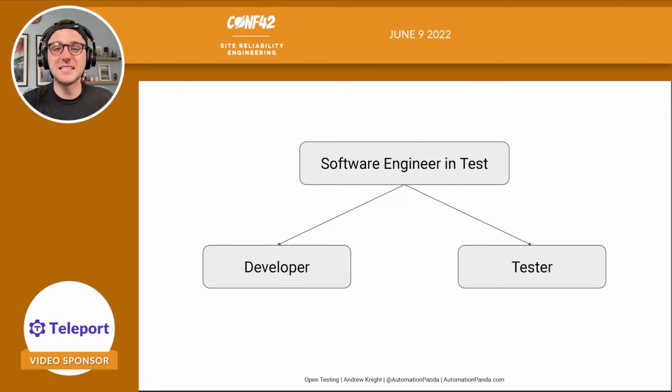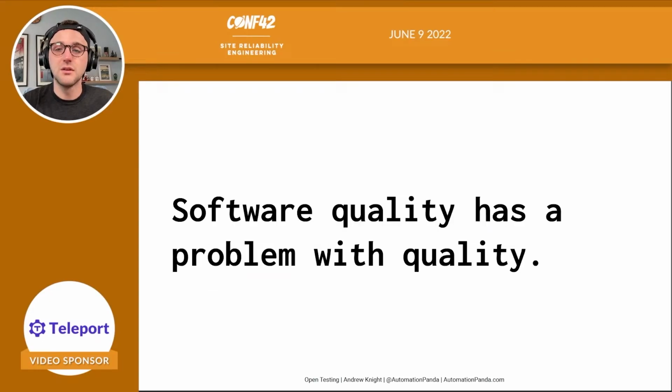However, throughout my entire career, I keep hitting one major problem. Software quality has a problem with quality. Let that sink in. Software quality has a big problem with quality. Every manual test case repository and every test automation project I've ever seen is riddled with duplication. Duplication in the steps, duplication in the patterns, and duplication in the flaws.